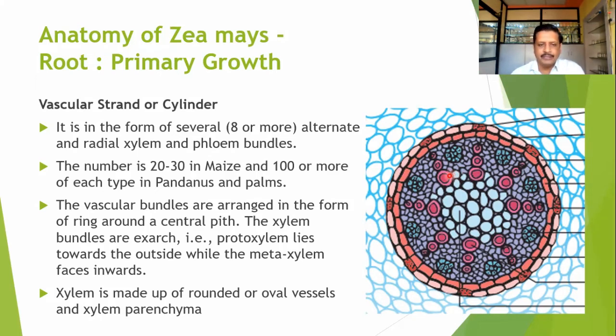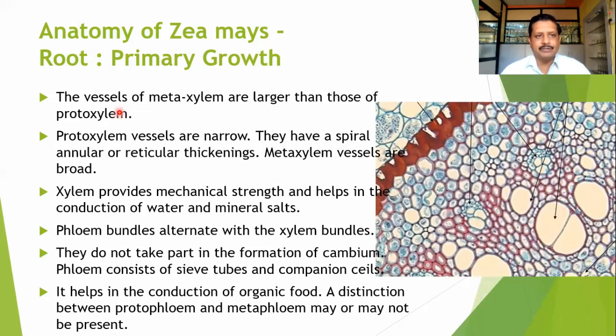The xylem is made up of rounded or oval cells, and particularly xylem parenchyma. Now, as we know, xylem is nothing but dead tissue, and that's why it is shown here in red, because at the practical level, safranin is taken up by the xylem elements, particularly the dead cells in the plant, and the light green color of the stain is taken by the living tissue, particularly the phloem elements. These vessel elements or metaxylems are larger than those of the protoxylems.